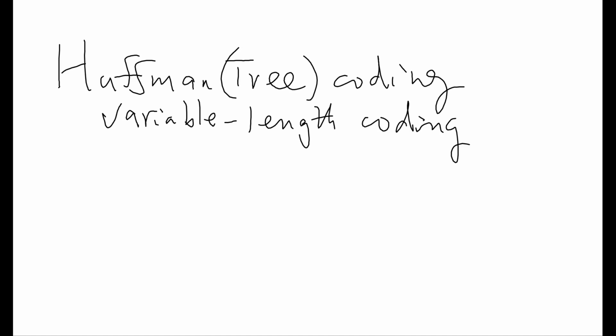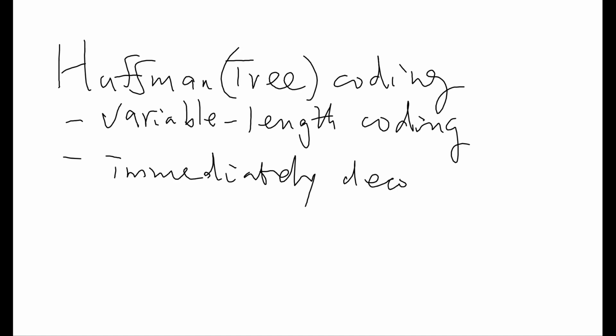Okay, and the second feature is that it must be immediately decodable. Immediately decodable. What that means is one letter's code shouldn't be a prefix of another letter's code. So that's the major feature for Huffman code.